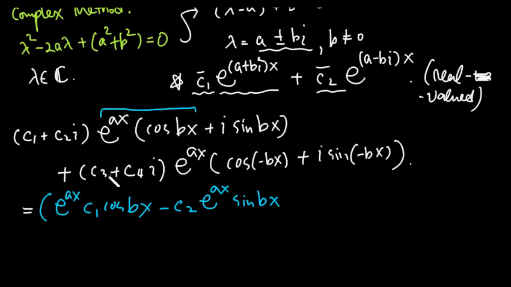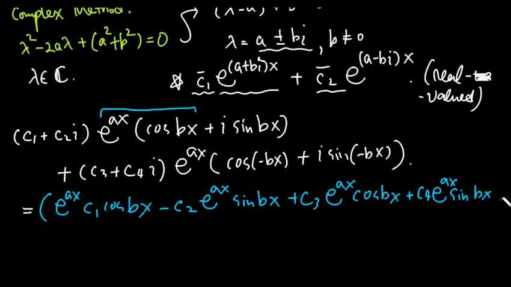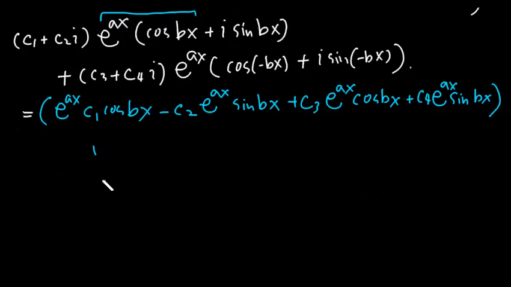Now if you look at the second line, we have C3 multiplied by e to the ax. Since cosine is an even function, cosine of negative bx is the same as cosine of bx. So here's a cosine bx. If you multiply i and i, that's negative, but sine is an odd function, so negative makes it positive, so here it's C4 e to the ax sine bx. I think that's it. That's the entire real part. So I moved it up there.